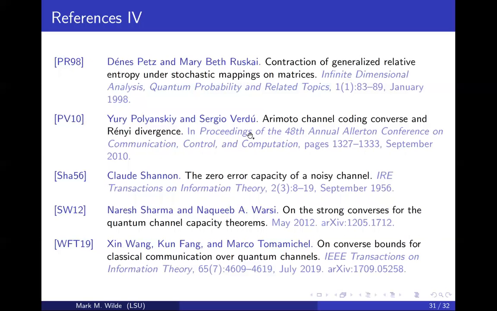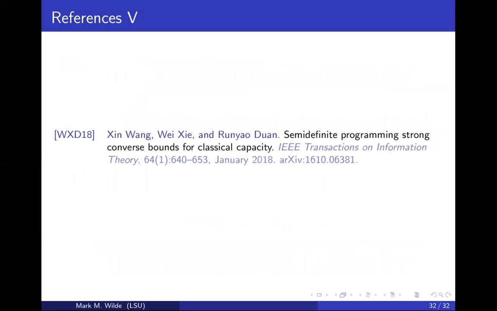This was a paper about generalized divergence in the classical case. Shannon's famous paper about feedback assisted capacity. This was about generalized divergence for the quantum case. And these are some of Shi's papers about getting SDP bounds on unassisted classical capacity that inspired the present work.